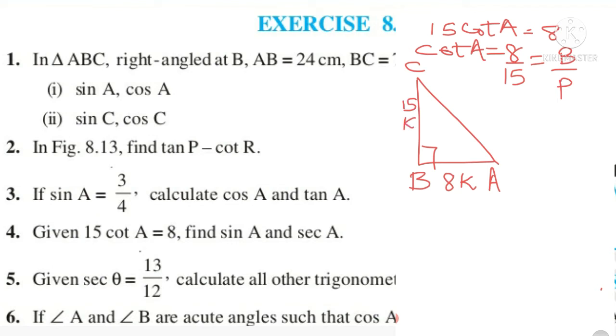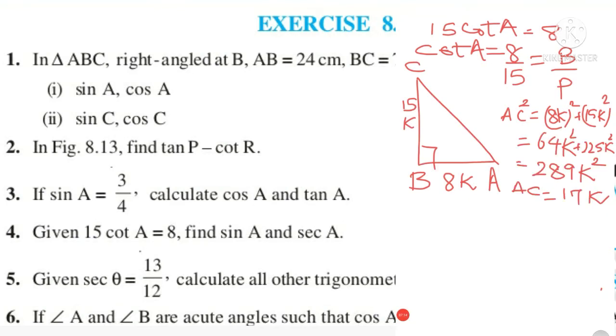Alright. So let us apply Pythagoras theorem on AC. We get AC square is equal to 8K square, putting a bracket, plus 15K square. Now I hope you can solve it. So I'll straightaway jump to the answer of AC. I get AC as 17K. Now let me write AC as 17K.